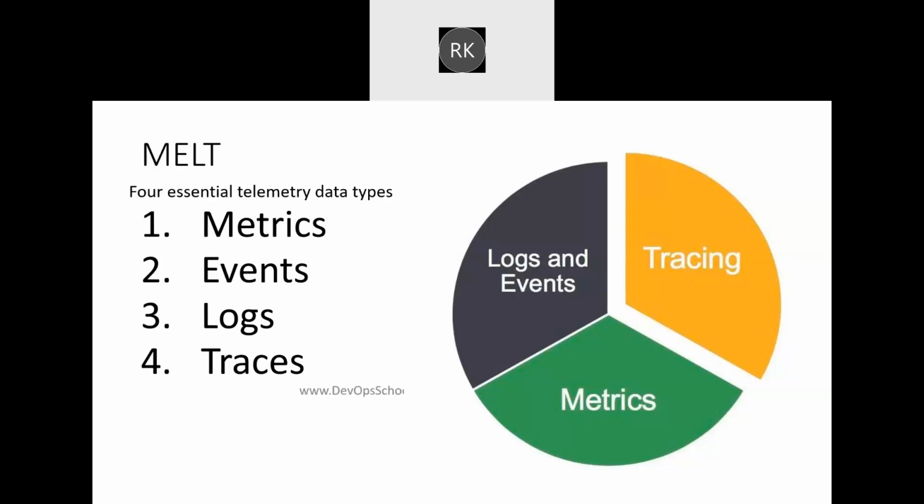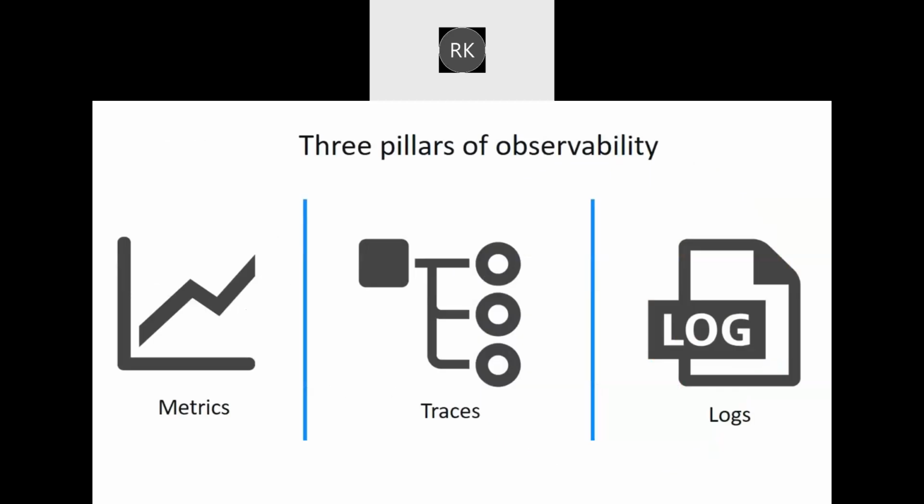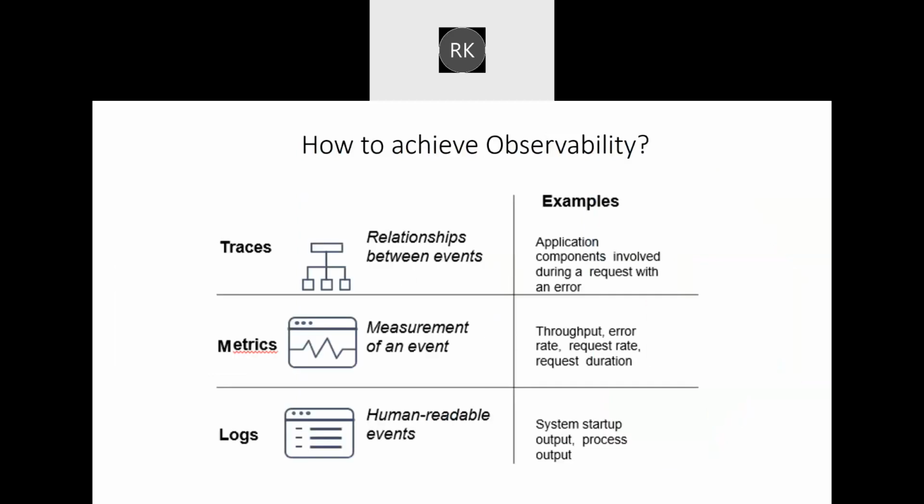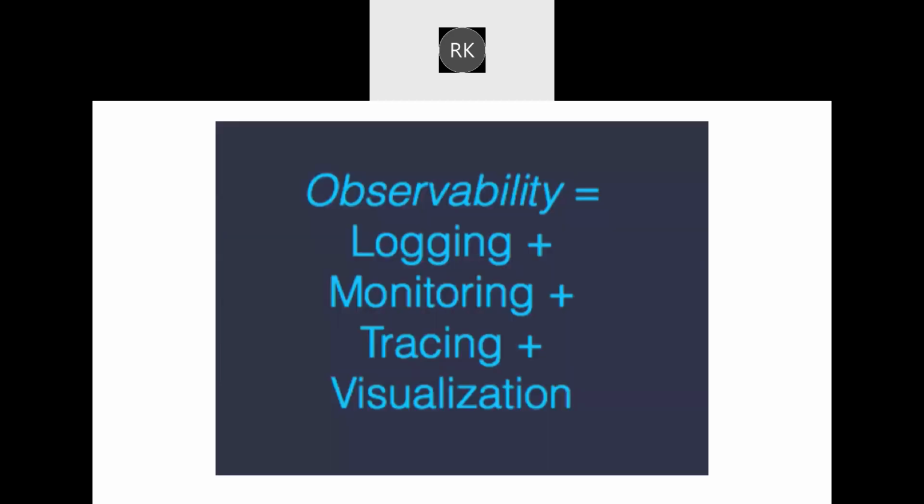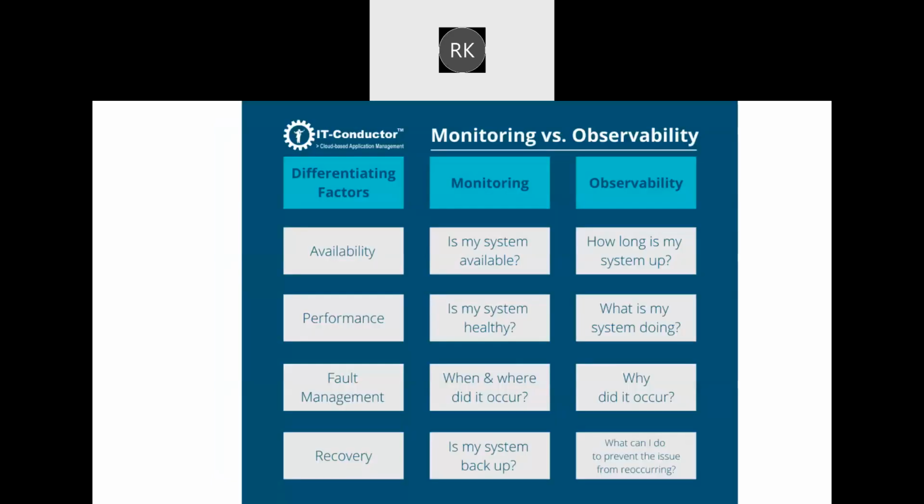So yes, three pillars of observability: metrics, traces, and logs. And you need to collect, analyze, set alerts, and build dashboards. Four things you have to do. Traces, which we discussed, show the relationship between events; metrics are the measurement of an event; logs are human-readable events. So observability means logging plus monitoring plus tracing plus visualizations.